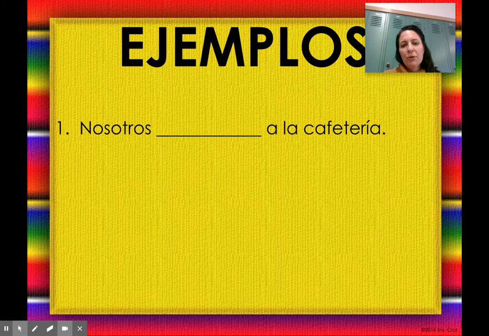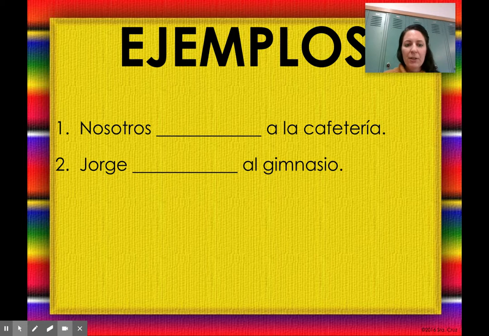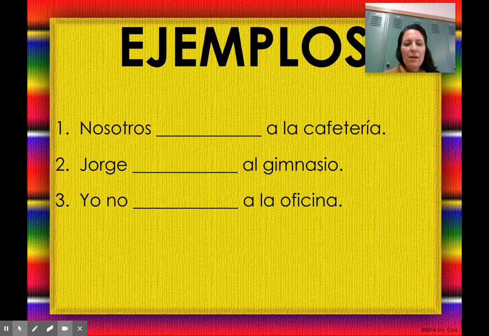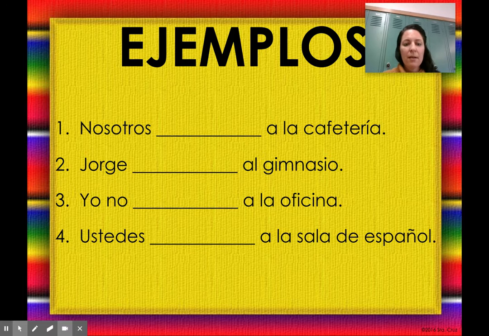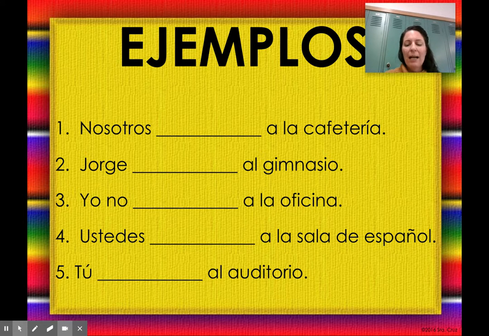So, ejemplos. We're going to do a little practice here. We have nosotros, and we want to fill in the nosotros form to go to the cafeteria. We want to say that Jorge is going or goes to the gym. We want to say, yo no blank a la oficina. I don't go to the office. We want to say ustedes, you guys go to the sala de español, the Spanish classroom or class. And then tú, you want to say you go al auditorio, to the auditorium.